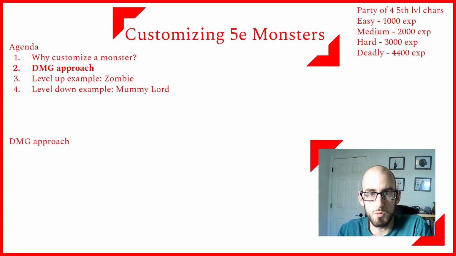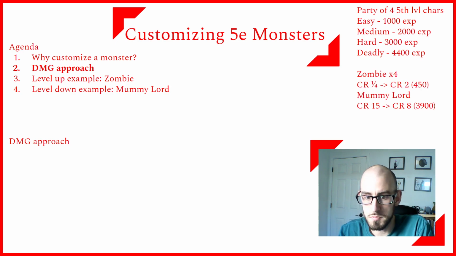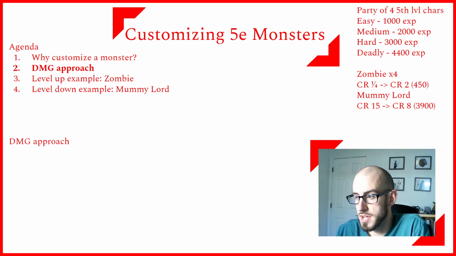And let's talk about what the Dungeon Master's Guide approach is to making a custom monster. As for our monsters, we're going to make our zombies from a CR 1/4 into a CR 2, and we're going to aim to fight 4 of them. If you're fighting 4 monsters per that encounter difficulty table, you're going to multiply the experience value by 2. So 4 zombies, each at a CR of 2, would have 900 experience each for a total of 3,600, which would put you right in the middle of that hard category.